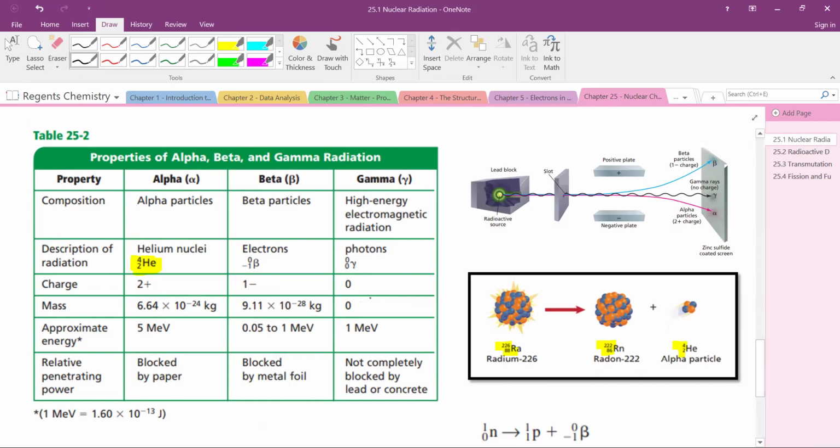And we've seen beta particles being used before in this thing up here called a cathode ray, which is a ray of electrons. And this lead block has got a radioactive material inside of it, and it's shooting out these gamma rays.